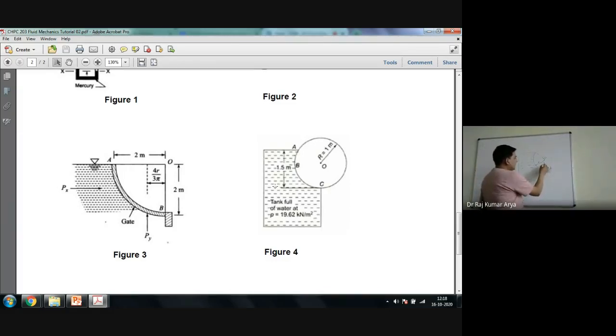So you can calculate how much is the pressure corresponding to this point y. Can you tell me how much would Py be here? Any idea? I cannot hear you. Let me draw it. So you have rho g, and from here this total is h.